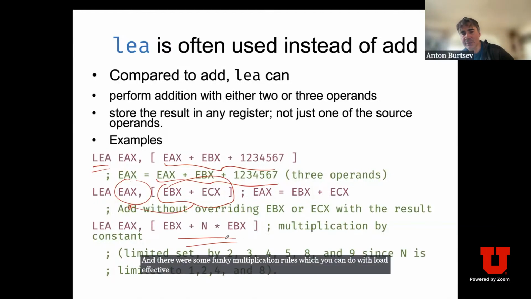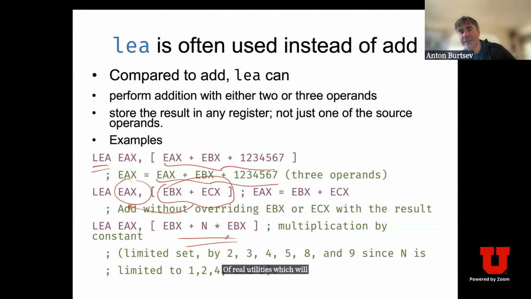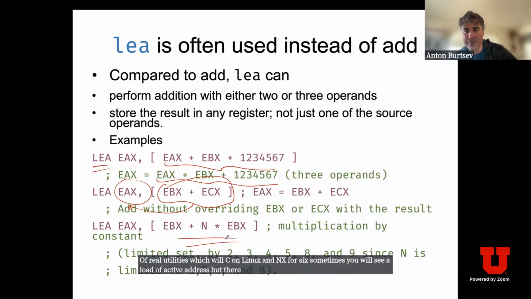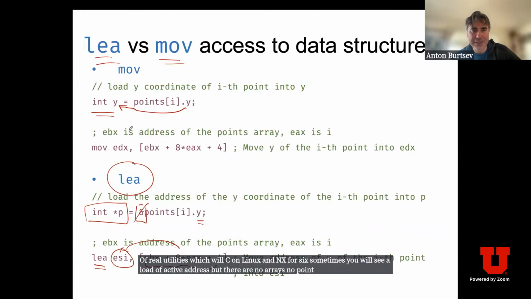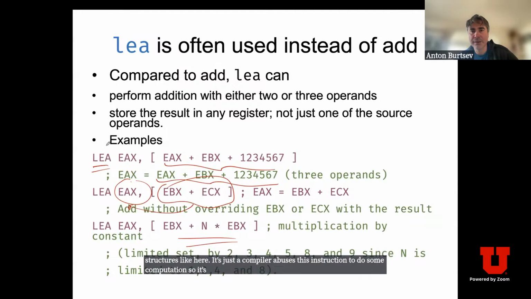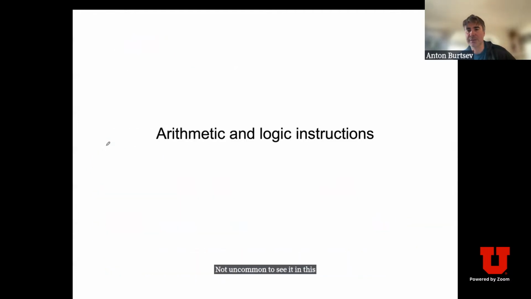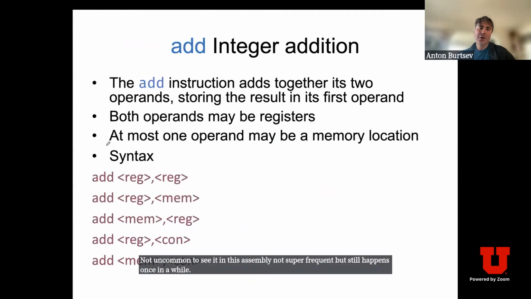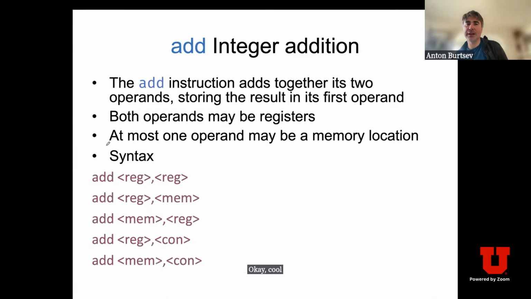The reason I'm explaining this is that when we start disassembling the code of real utilities, which we'll see on Linux and in x86, sometimes you see a load effective address, but there are no arrays, no point data structures like here. The compiler just abuses this instruction to do some computation. So it's not uncommon to see it in disassembly. Not super frequent, but it still happens once in a while. Okay, cool. We can load data from memory into a register, stuff like that, right?